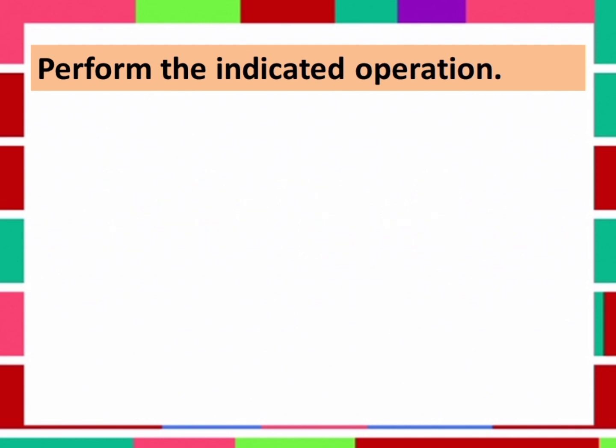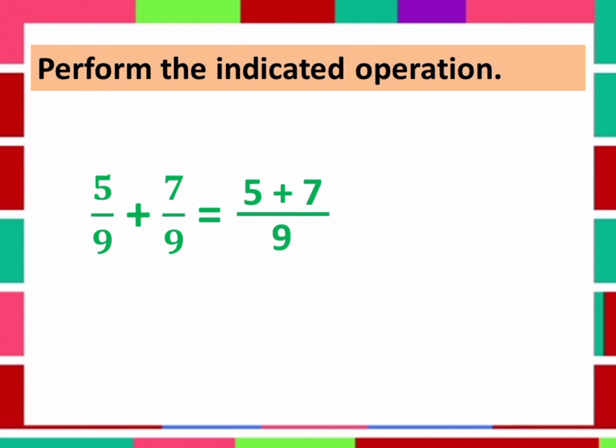Another example is 5 over 9 plus 7 over 9. So, again, add the numerators, which are 5 and 7, and copy the denominator, which is 9. Then, 5 plus 7 is equal to 12, and copy 9 as the denominator. So, 5 over 9 plus 7 over 9 is equal to 12 over 9.